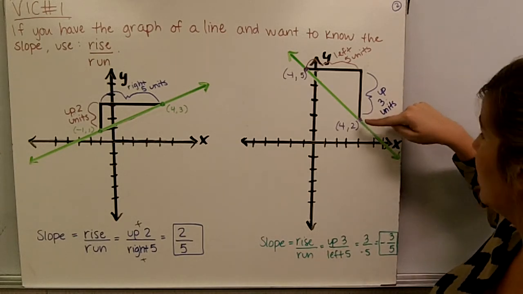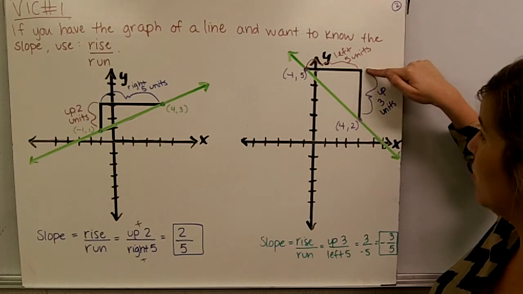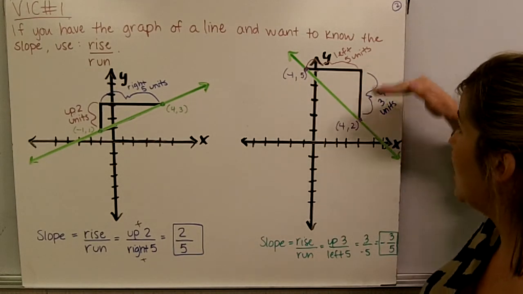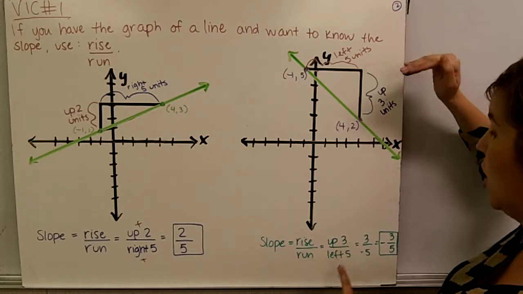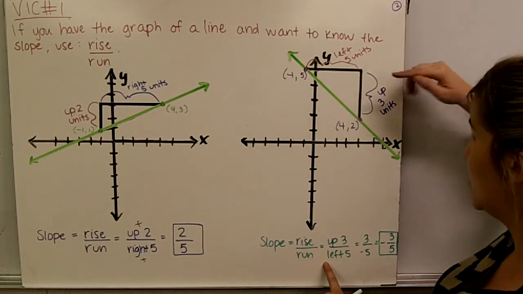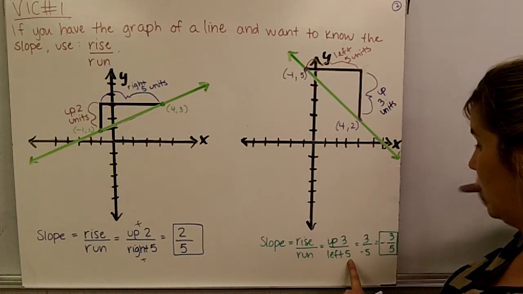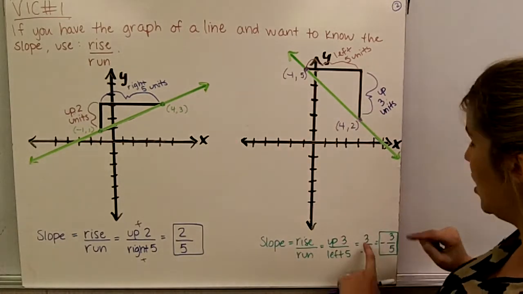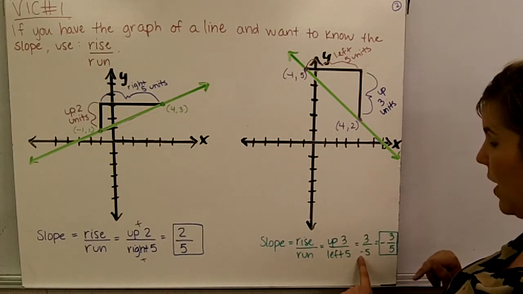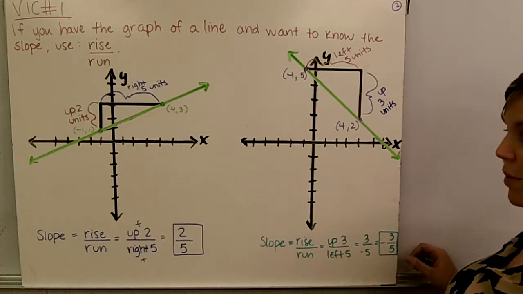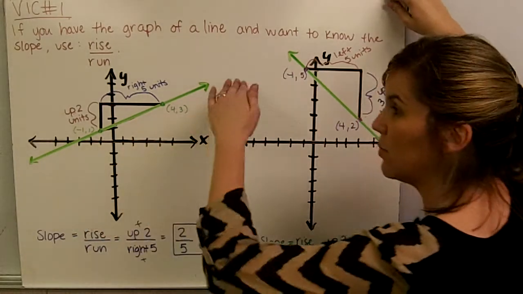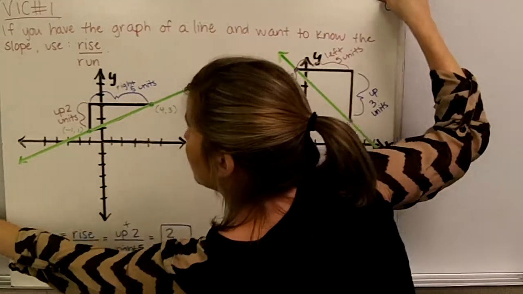This is the lower one. And we'll go up 3 units and then to the left 5. So rise, up 3, over run, that's left and right. So we go left 5. Now moving to the left is like going negative on the number line. So I have 3 over -5, and you can rewrite that as -3/5. So this has a negative slope. This one has a positive slope.